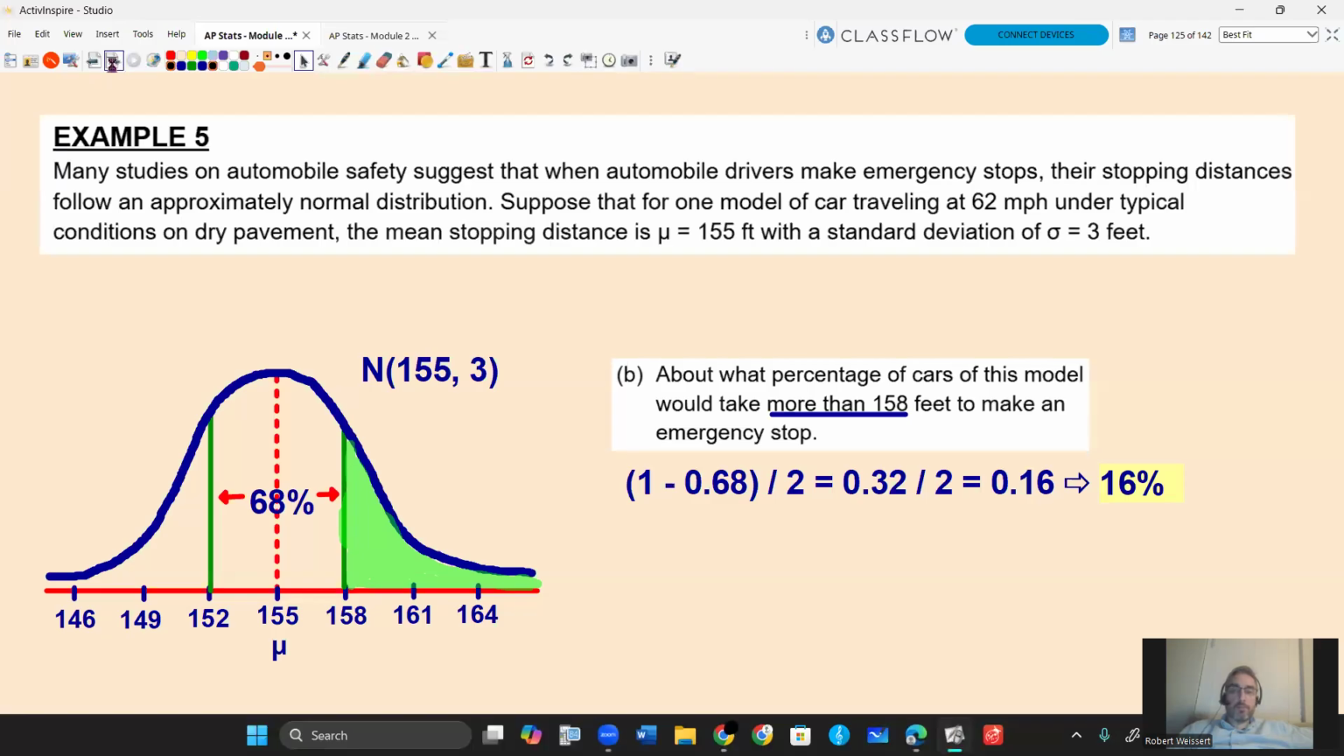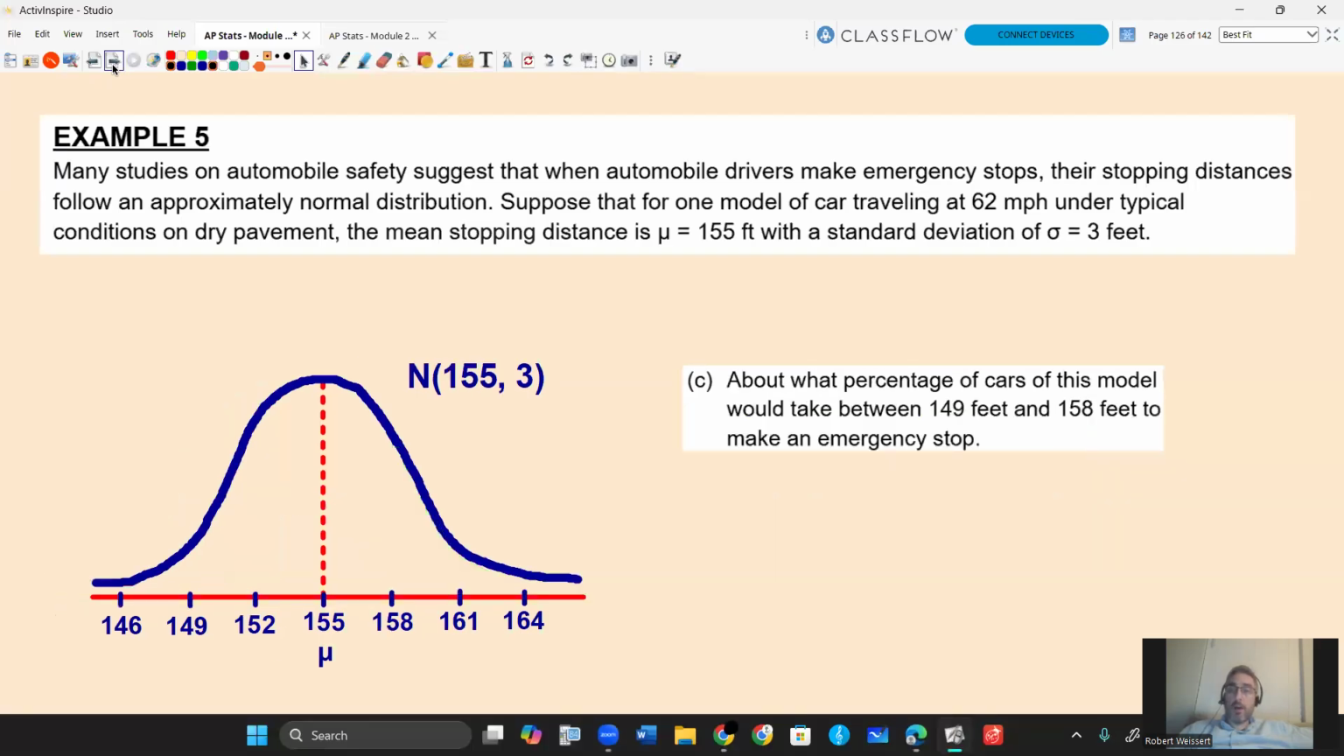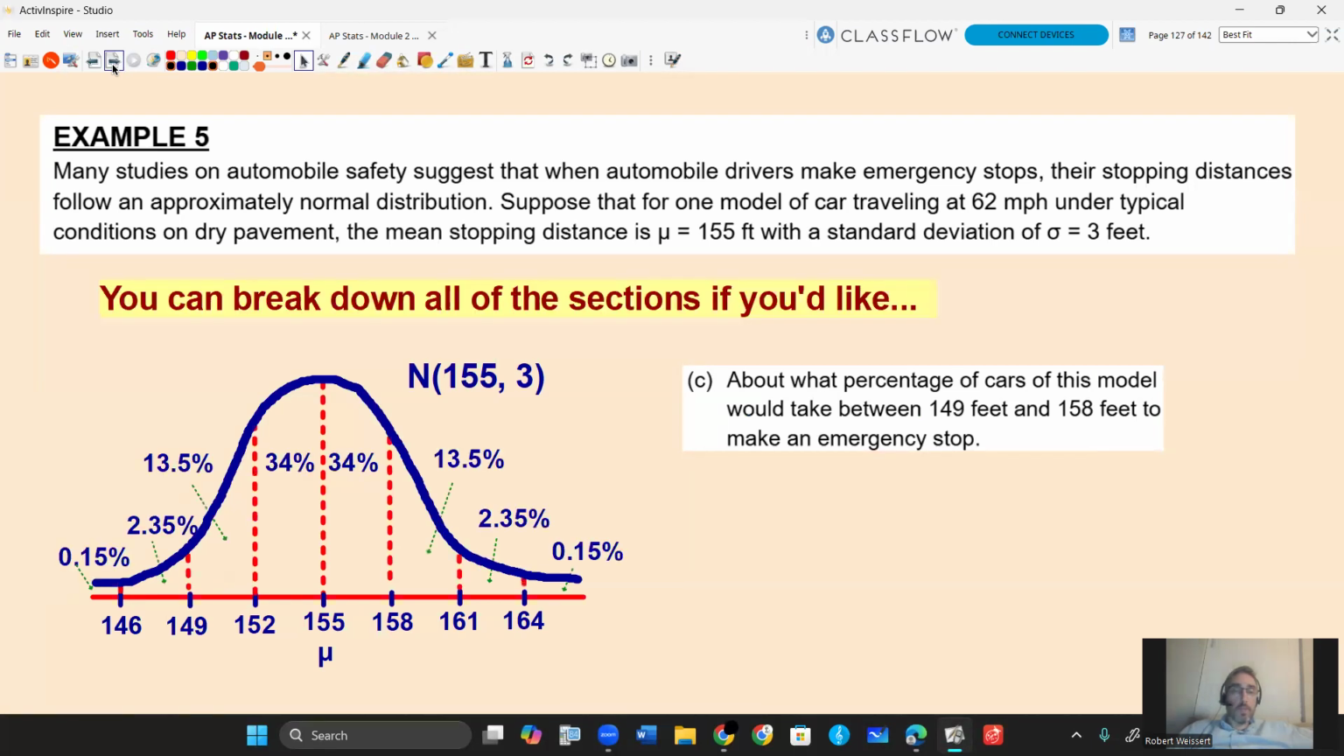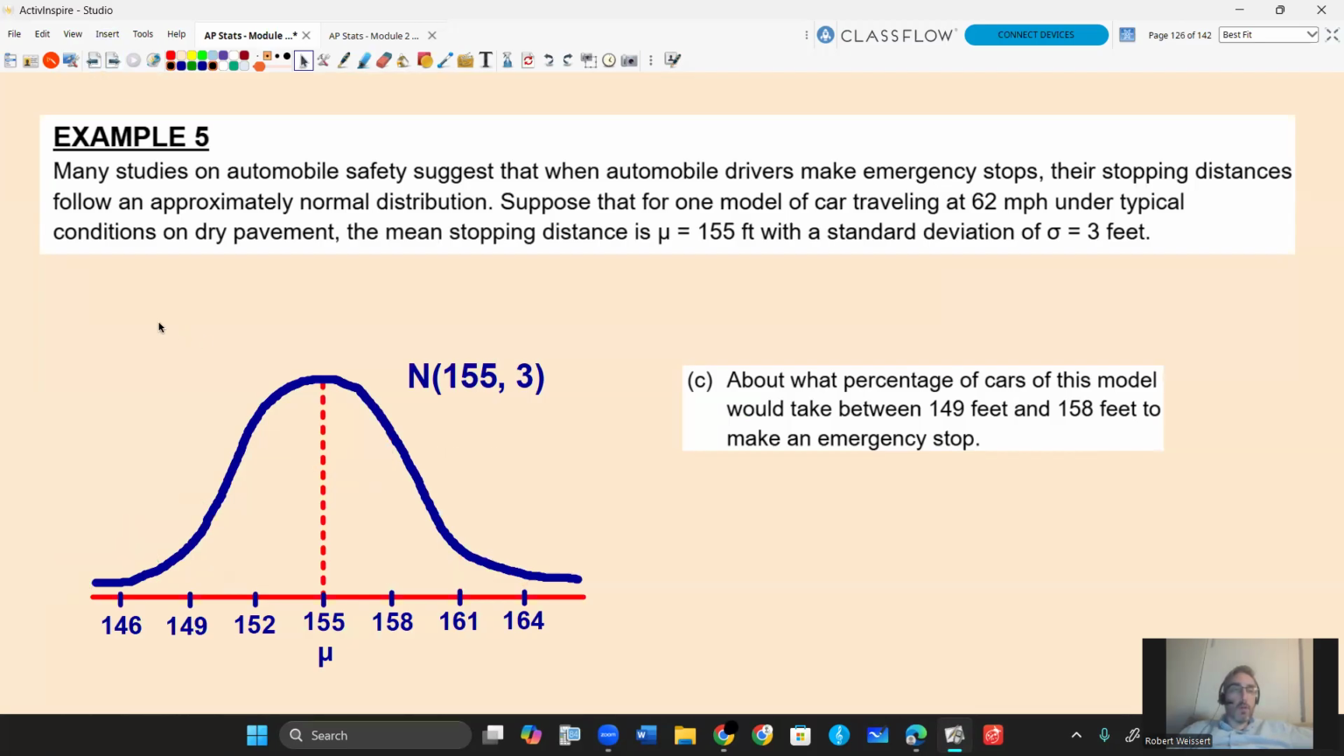Part C. About what percentage of cars of this model would take between 149 feet and 158 feet to make an emergency stop? Well, what you can do on this problem here, let me back up for a second, is we can actually calculate all the individual sections. Sometimes that's easier to do.